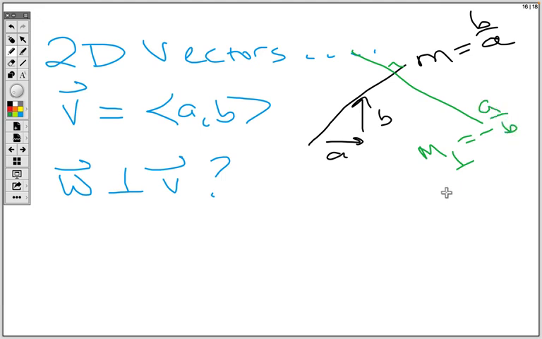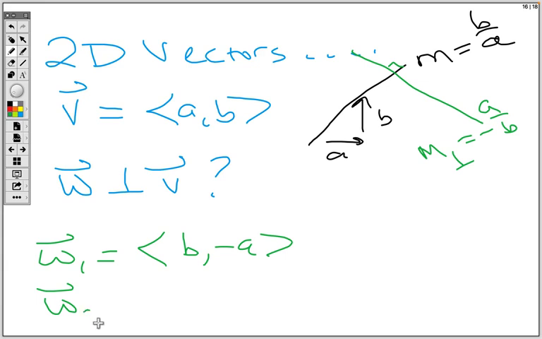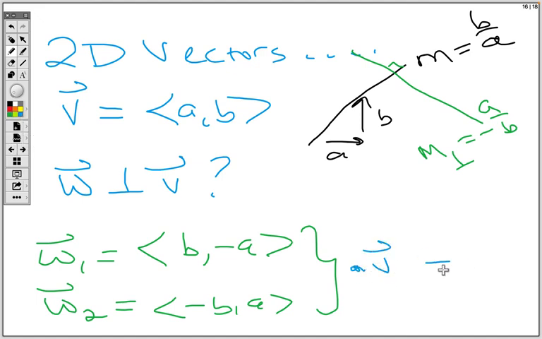So back when we were talking about orthogonality and dot product, we said you could pick w to be one of 2 different things. You could basically switch the components and make one of them negative. So both of these vectors are going to be orthogonal to v. And you can check, if you take the dot product of either of these with v, you're going to get 0. Remember that? That might not have been last week. I think that might have been the week before, because I think we did dot product the first week of class.